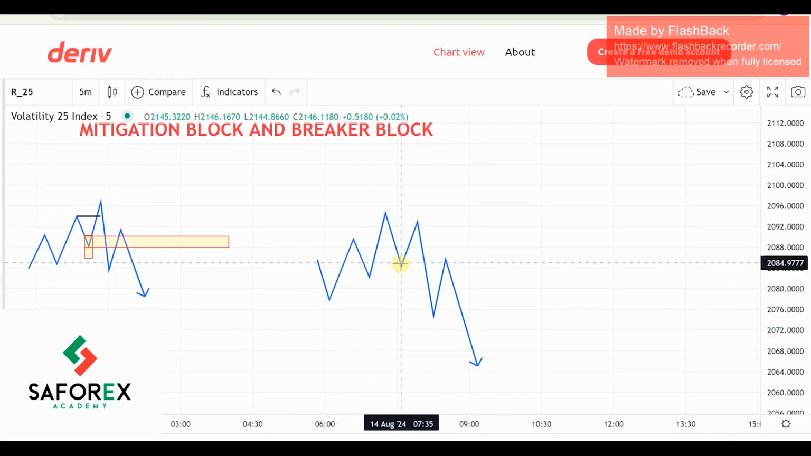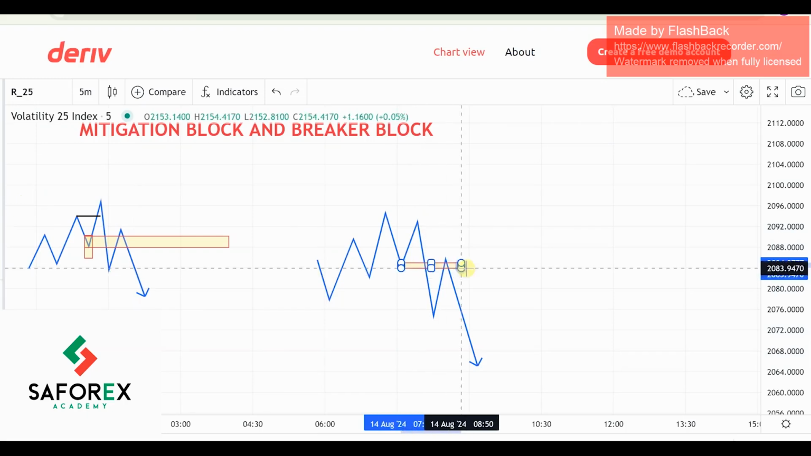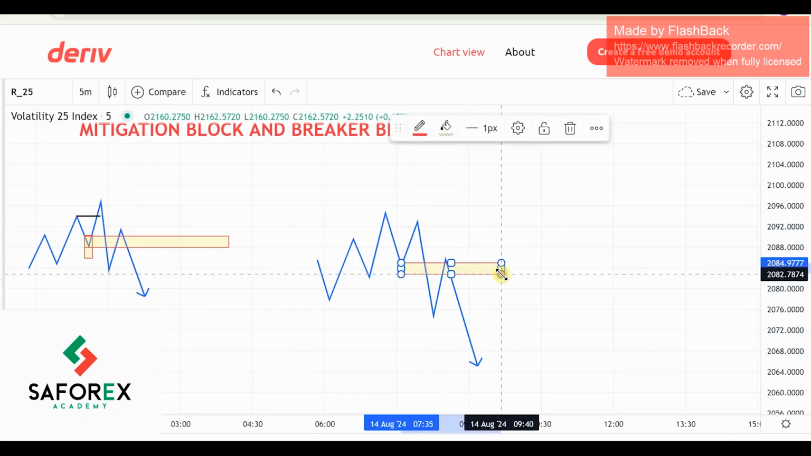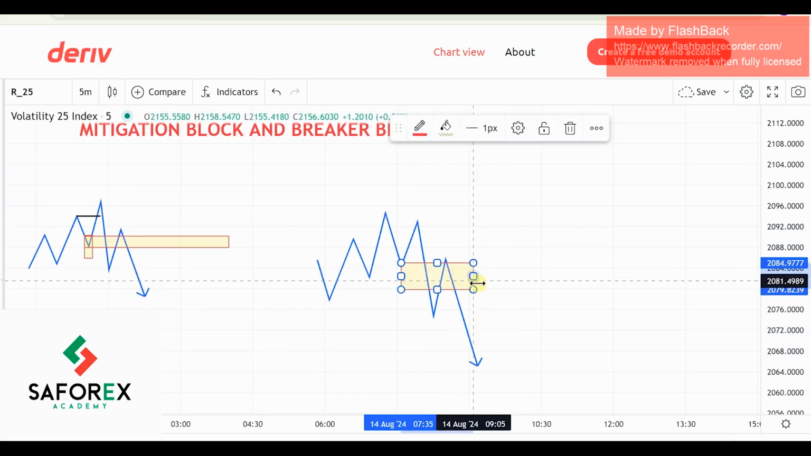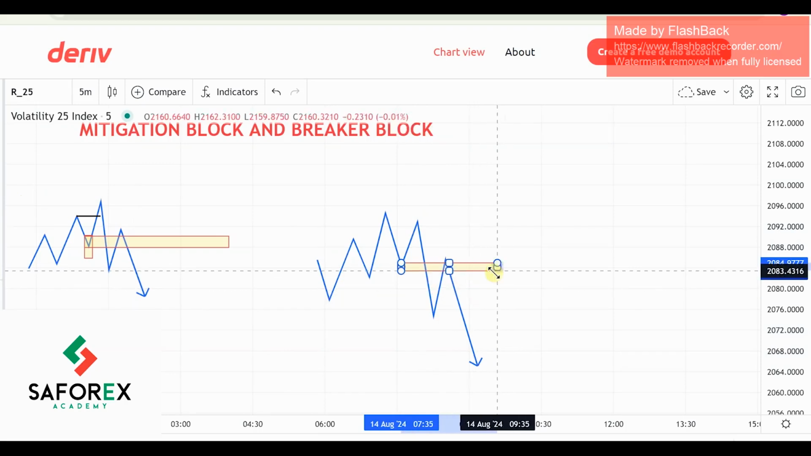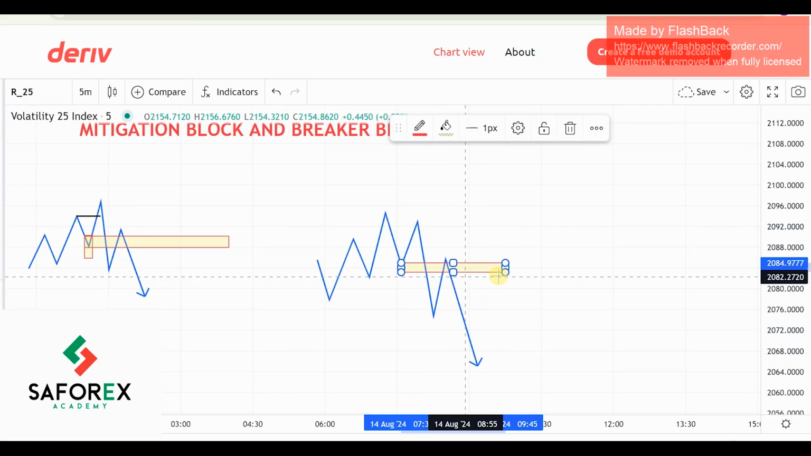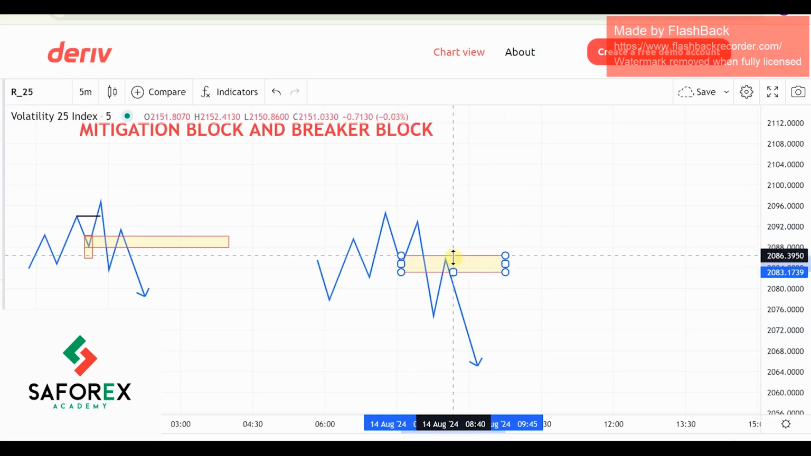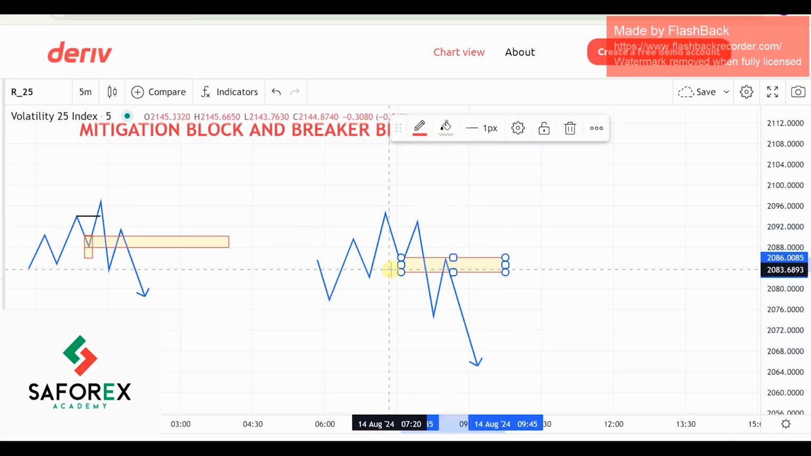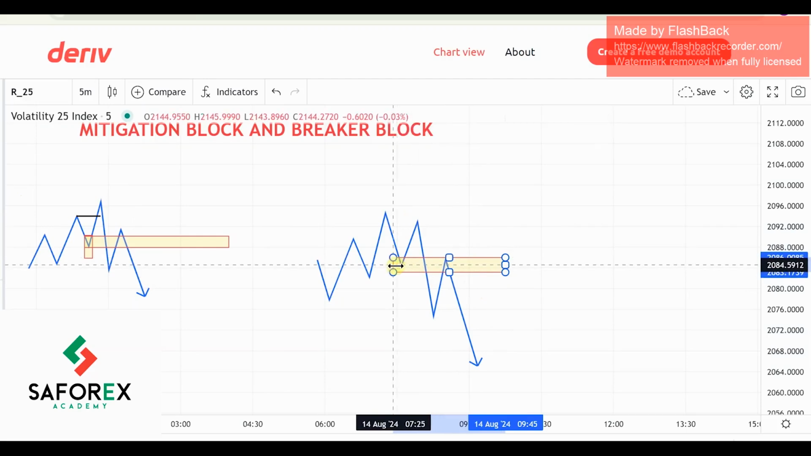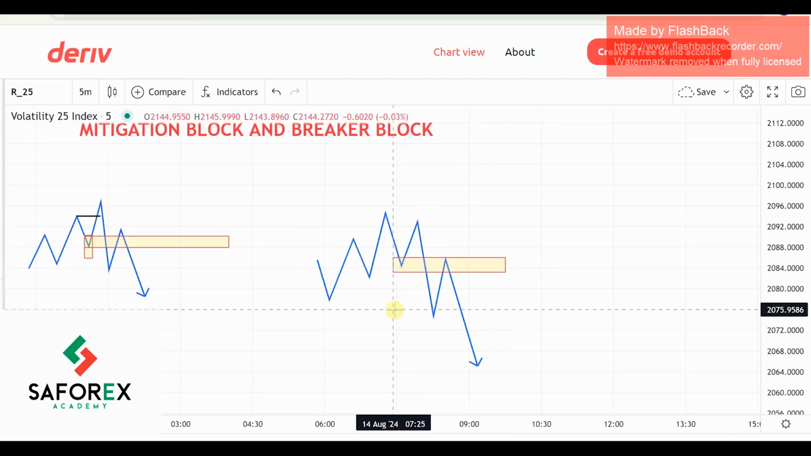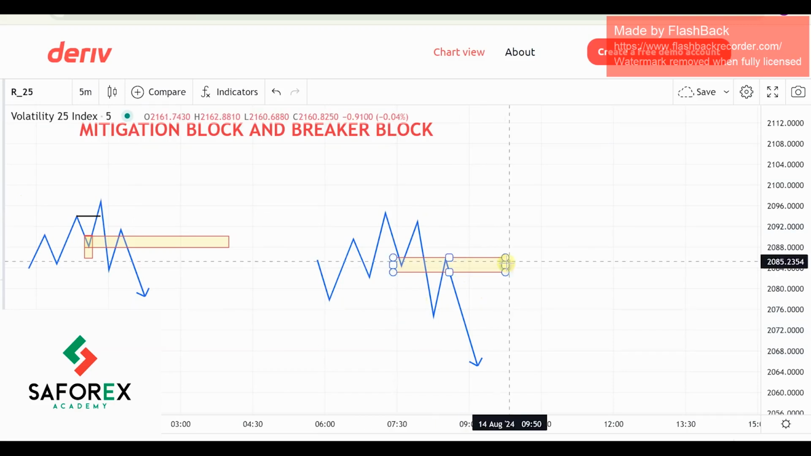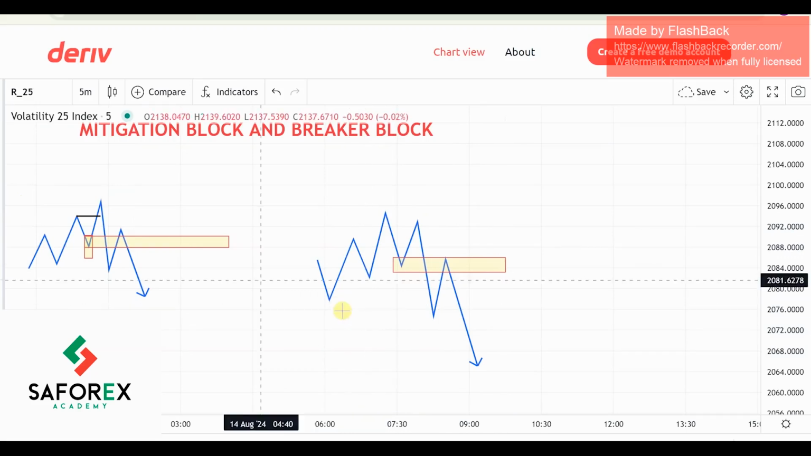This is here. Wait for price to get back here and you pick your sell. Okay, so that is your mitigation block. That is your mitigation block. That's the difference between mitigation block and what's it called? And breaker block, right? This is mitigation block.